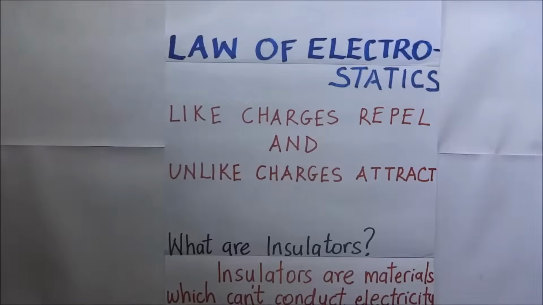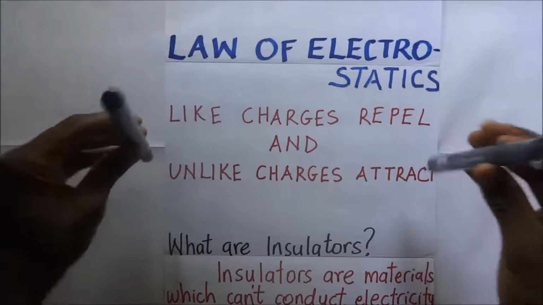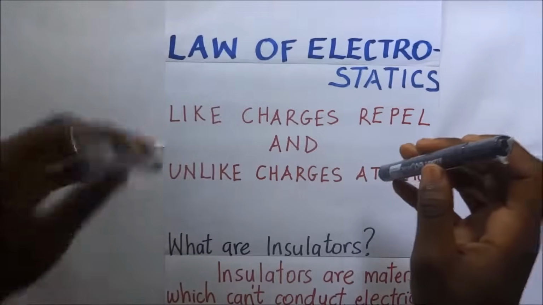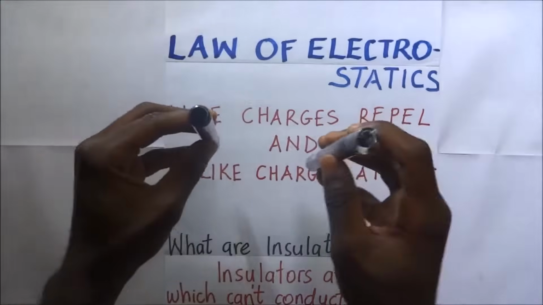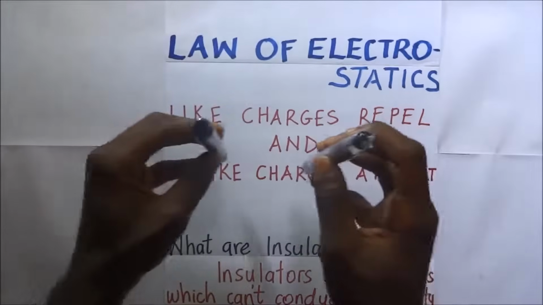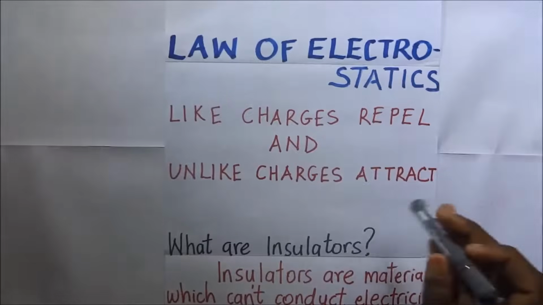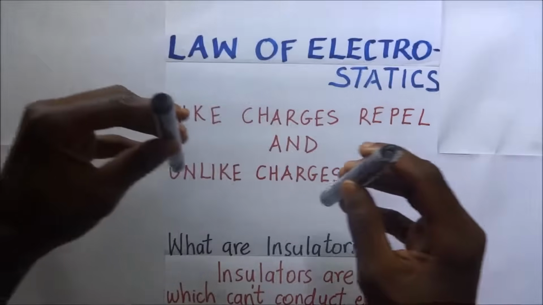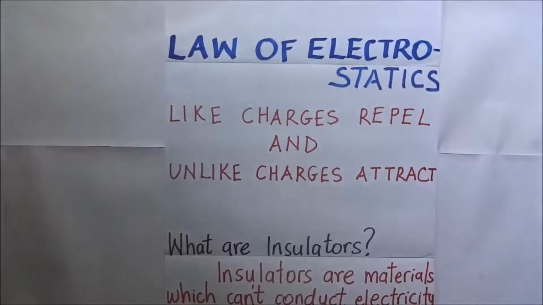First, we'll look at the law of electrostatics. It's as simple as that. It states that like charges repel and unlike charges attract. It means that if you have a positive charge and a positive charge, when you try to bring them together, they'll repel. Or if you have a negative charge and a negative charge, you try to bring them together, they'll repel. They'll resist coming together. But if you have a positive charge and a negative charge, when you bring them close, they'll attract each other. It is that simple. It is the same law that we use even with magnetism.